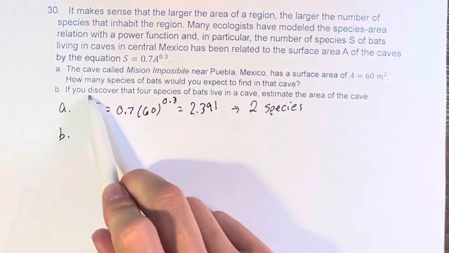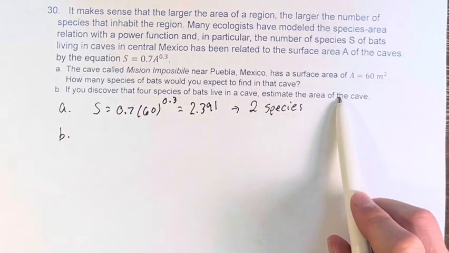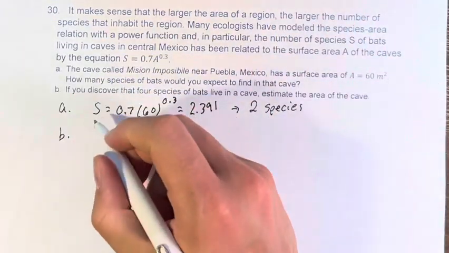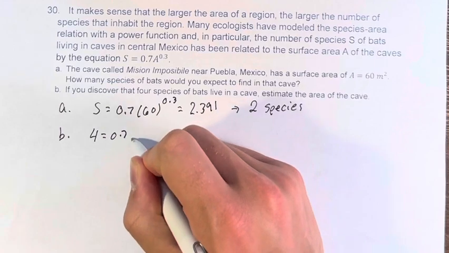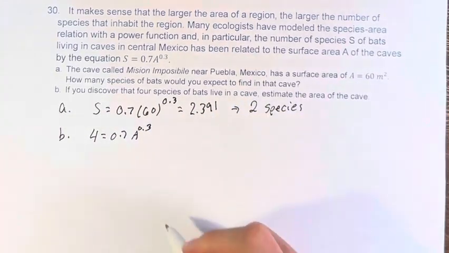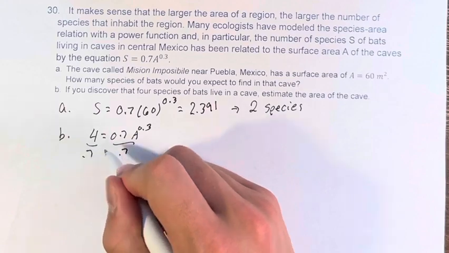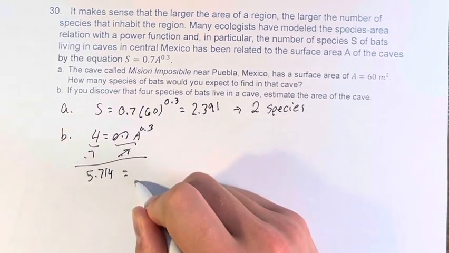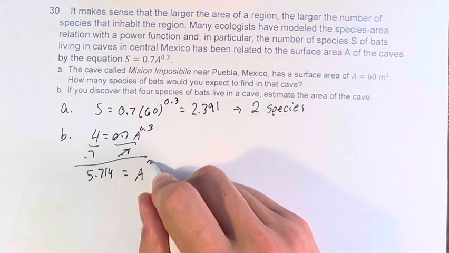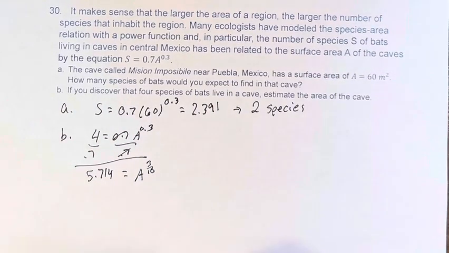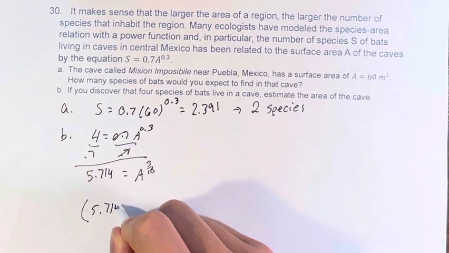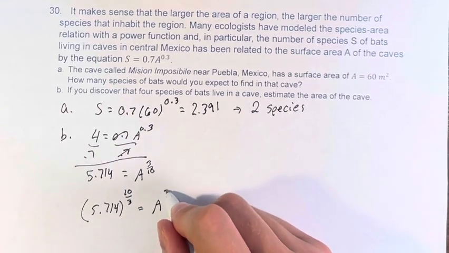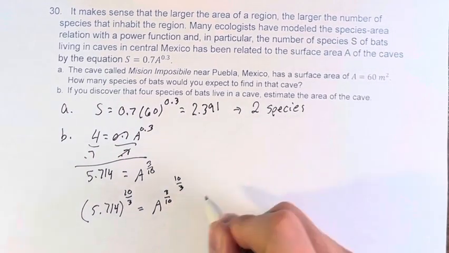In B, if you discover that 4 species of bats live in the cave, estimate the area of the cave. So here we are plugging in 4 for S and solving for A. So we divide by 0.7. These cancel and we get roughly 5.714 is equal to A to the 0.3. 0.3 is 3 over 10. So we take 5.714, we raise it to the power of 10/3. This is the same as A to the 3/10 to the 10/3.